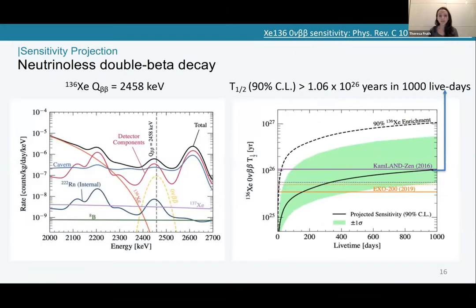A very different search, but something we can still do, is neutrinoless double beta decay. Here we're in the high energy ER region, and we're using the xenon isotope xenon-136. It would show up as a peak in our ER spectrum. Of course, it depends on whether our backgrounds conform with what we expect. But here, over a 1,000-day lifetime, simulations show that we do expect to be competitive with current limits.